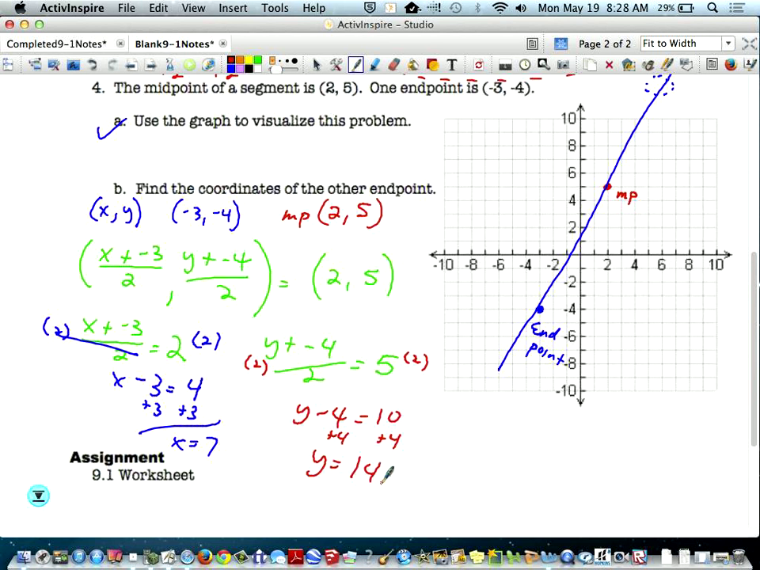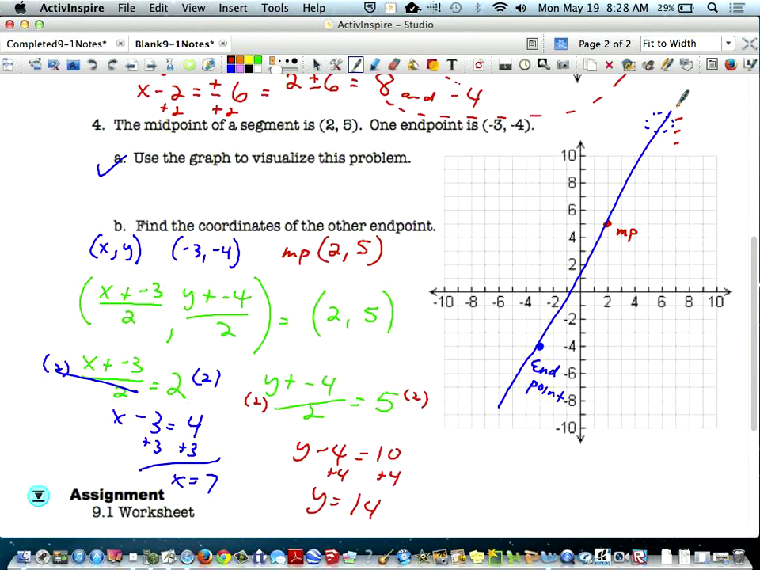So if you go to graph this thing, 1, 2, 3, 4, 5, 6, 7, 11, 12, 13, 14. Does that point look like it works? So (7, 14).